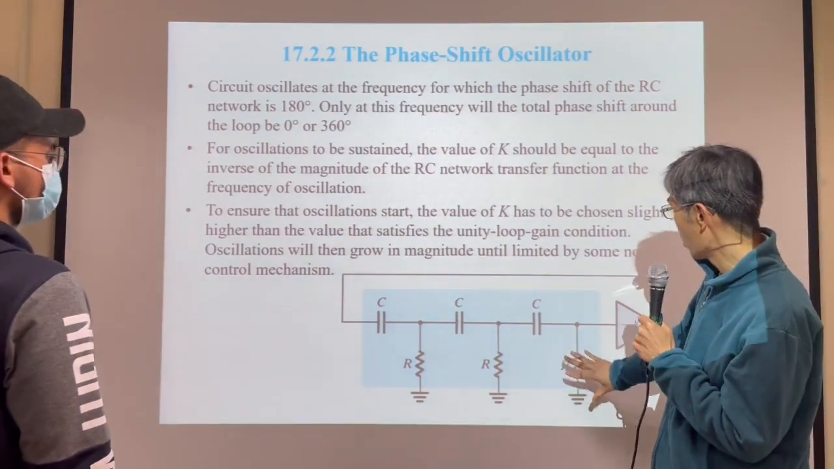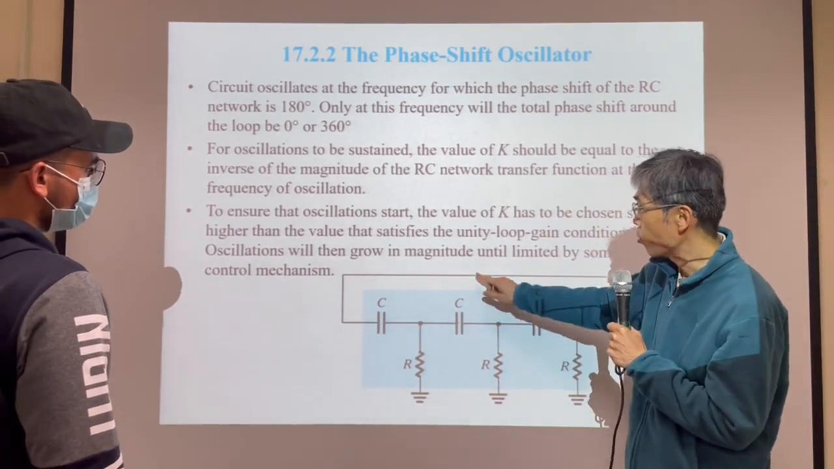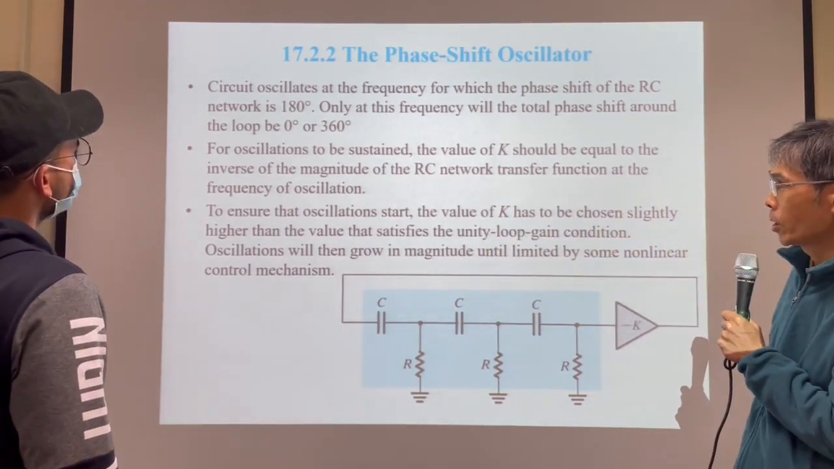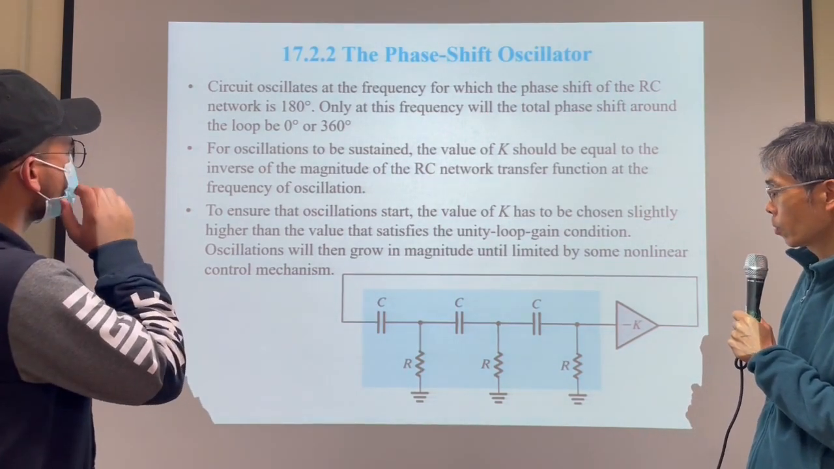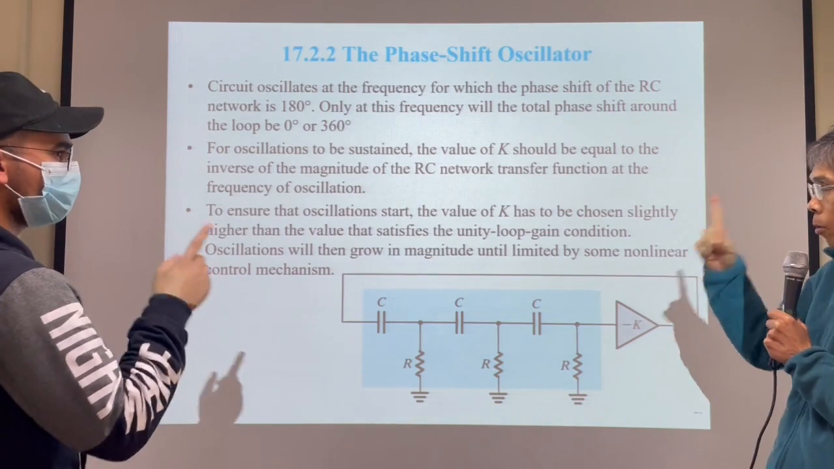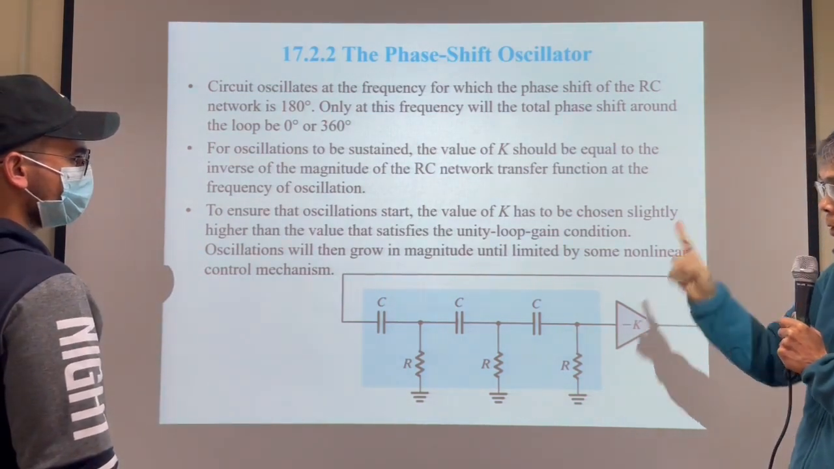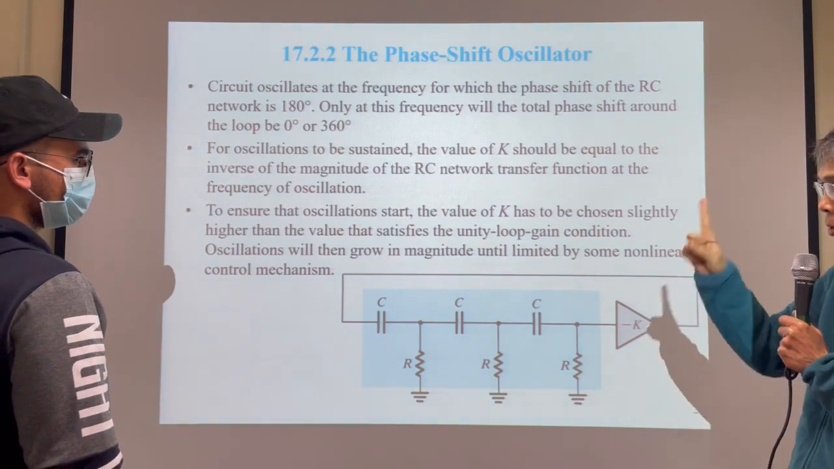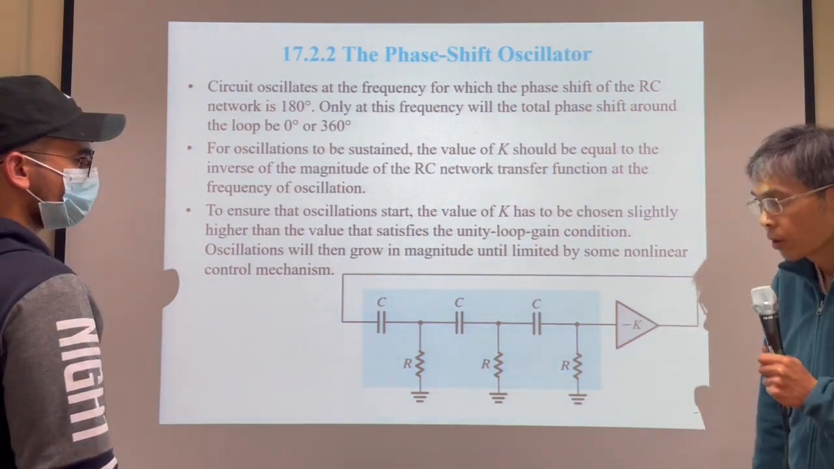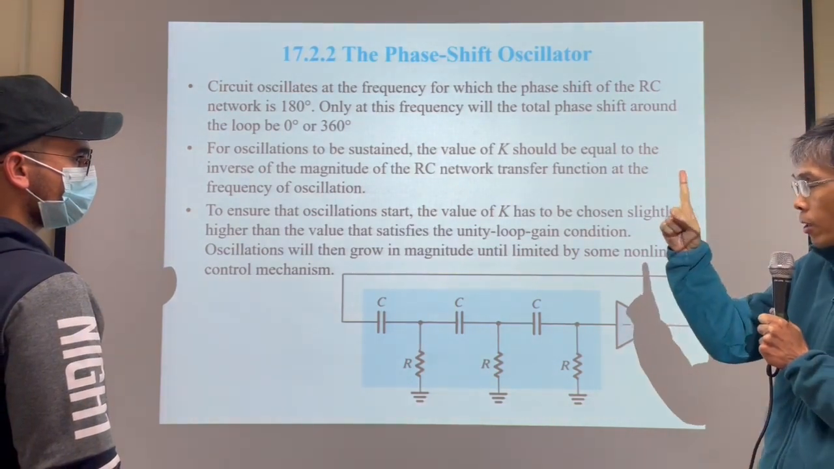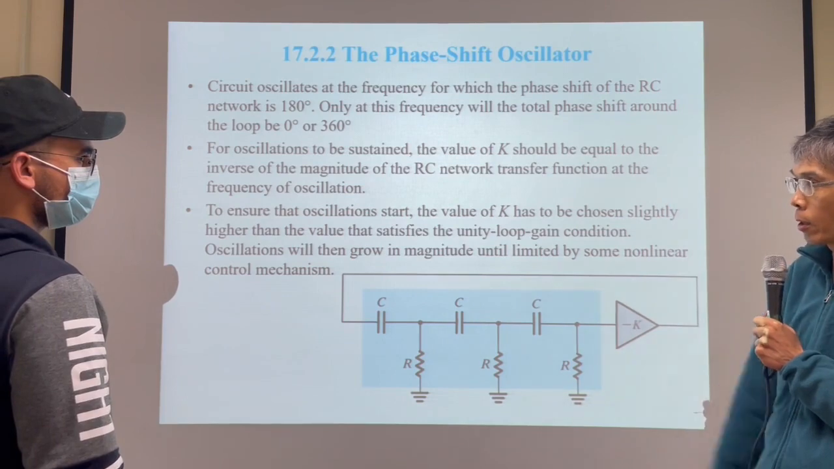And why should the phase of this RC network be 180 degrees? The loop gain should be 1. Loop gain should be 1, number 1. So what's the phase of number 1? 180. Number 1, what's the phase angle of this number 1?